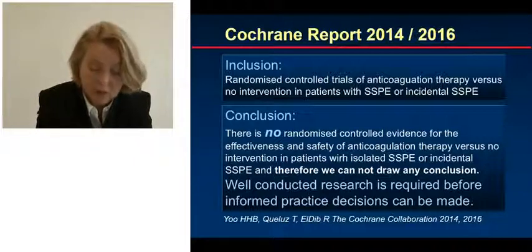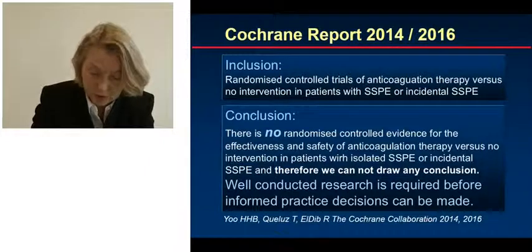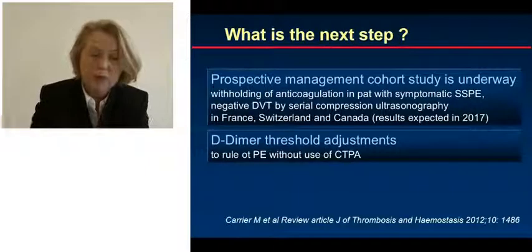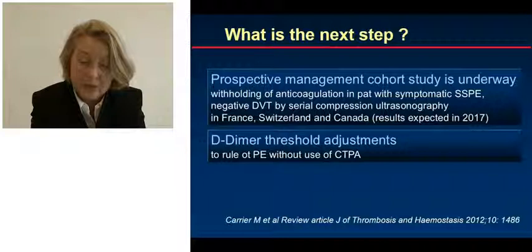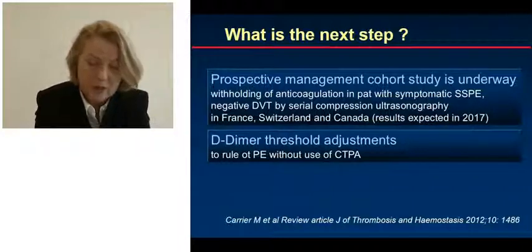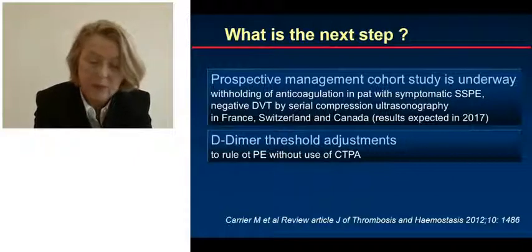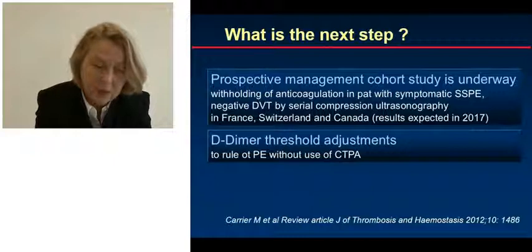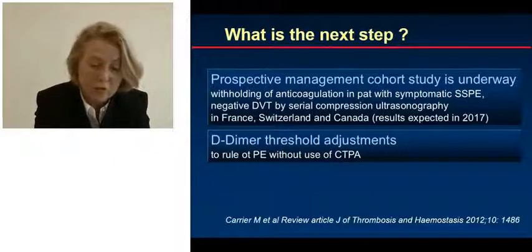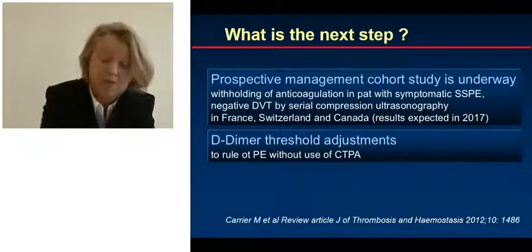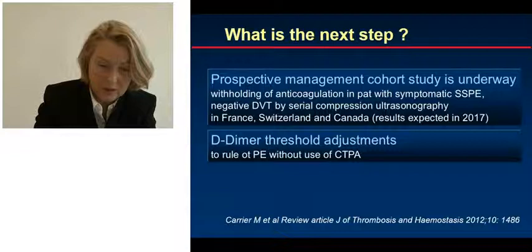Well-conducted research is required before informed practice decisions can be made. Such well-conducted research is underway. There is a prospective management cohort study underway including patients in France, Switzerland, and Canada, and results are expected in 2017. Another next step is that more studies are needed to look into the issue of adjusted thresholds of the D-dimer to safely rule out PE without use of CTPA.